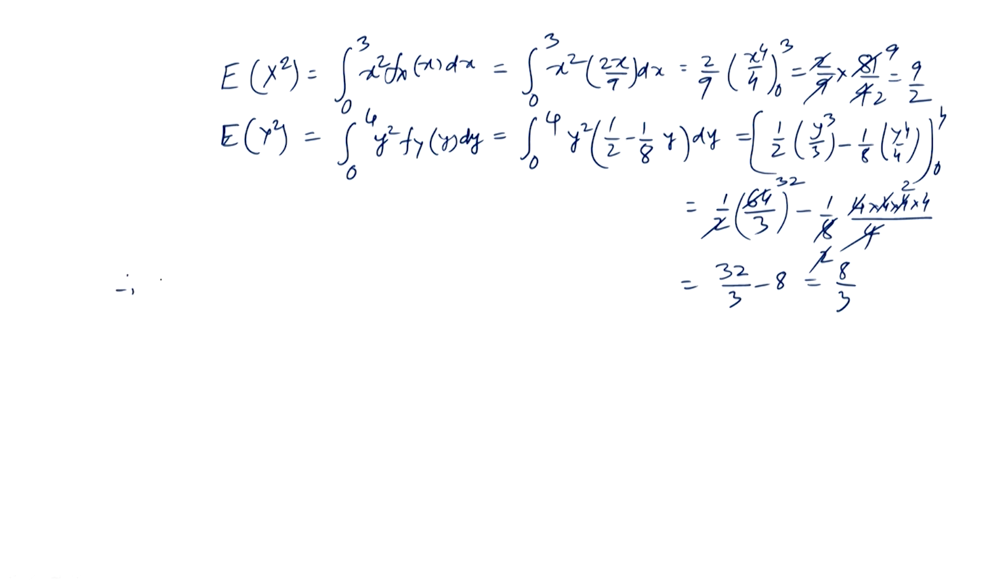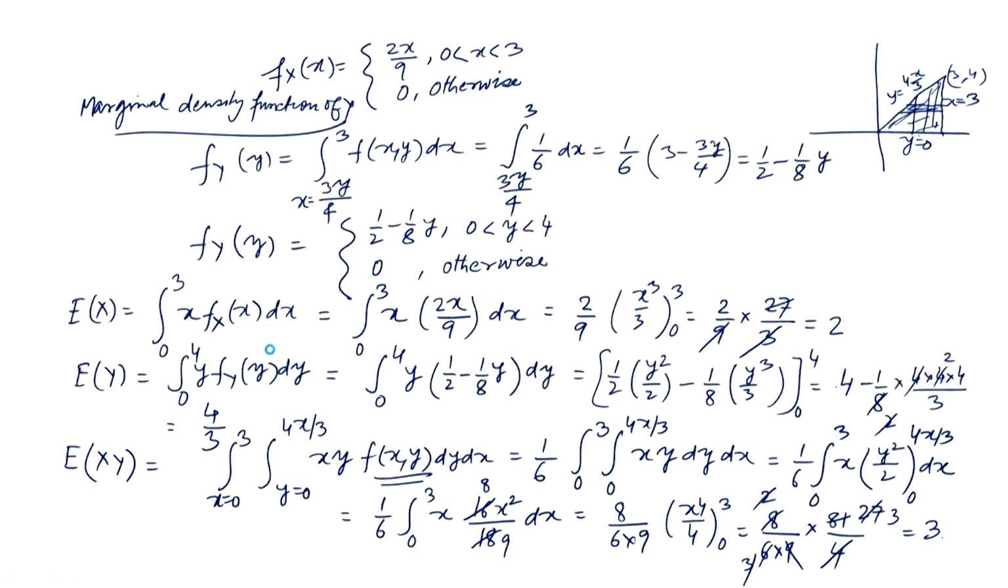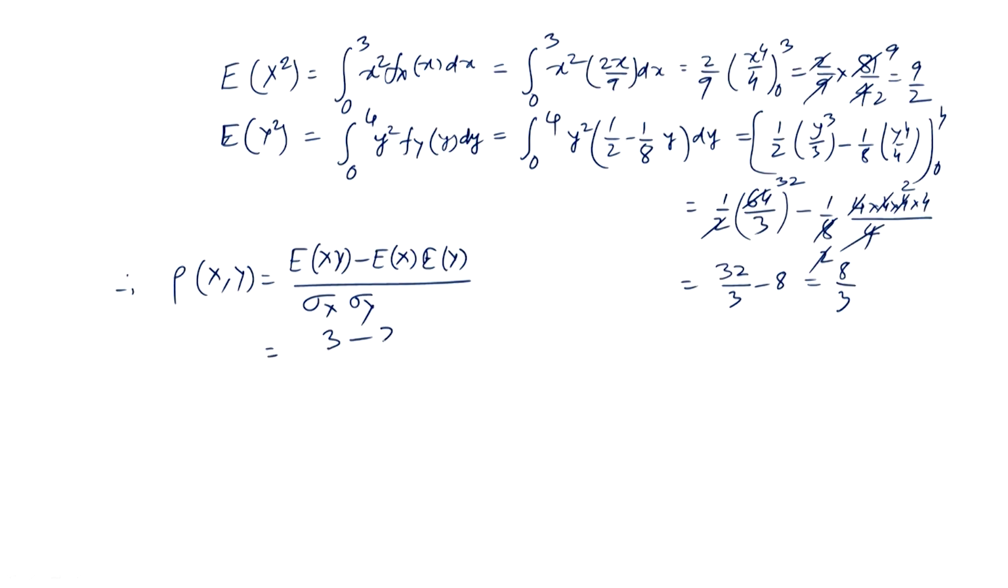And so rho xy is equal to E(xy) minus E(x) into E(y), which is the covariance of x and y, divided by sigma x sigma y. So we found E(xy) equal to 3, and E(x) equal to 2, E(y) equal to 4 by 3. So 3 minus 2 into 4 by 3, divided by sigma x. Sigma x equal to square root of E(x square) minus E(x) whole square.